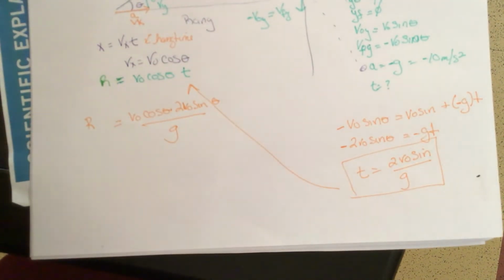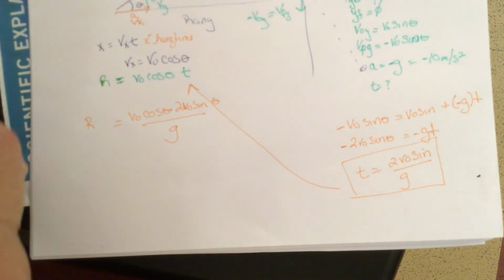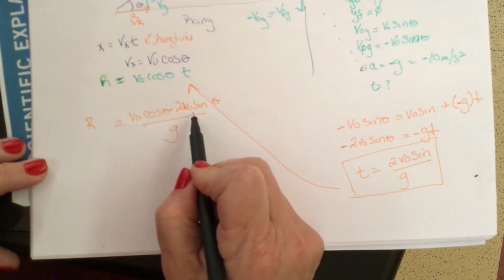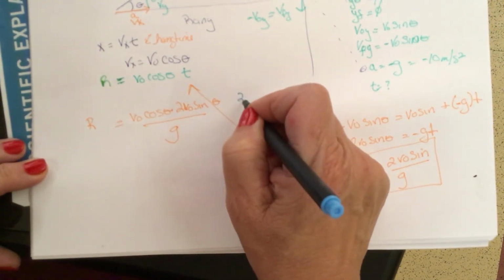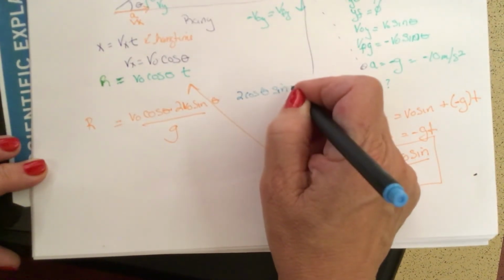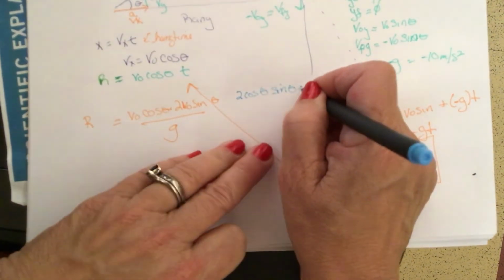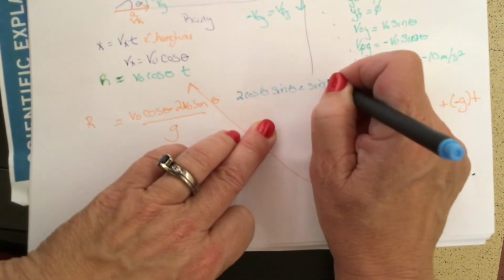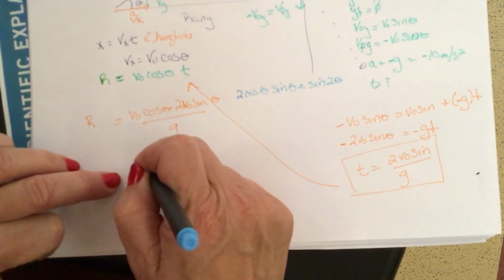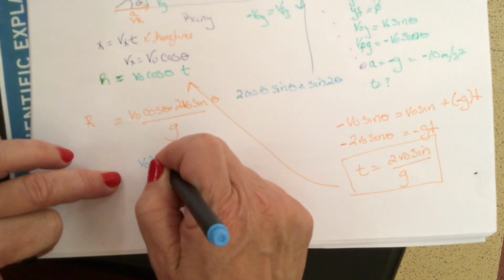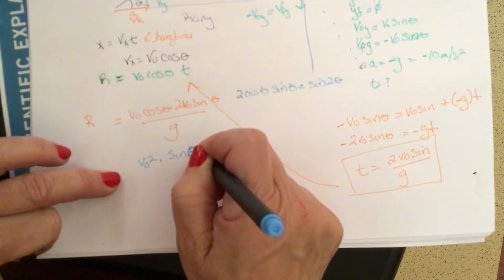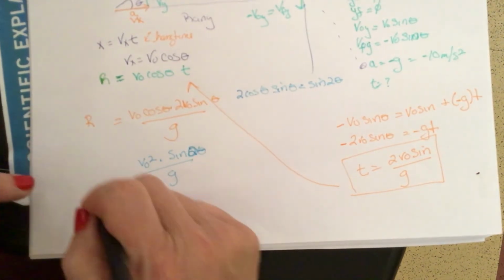Today I mentioned that you were supposed to learn this, but let's pretend that you didn't. So 2 times cosine theta sine theta is considered the double angle formula, and so that's equal to sine 2 theta. So we can substitute that in, and these are squared, so we get v naught squared times sine 2 theta over g, and that's our range formula.